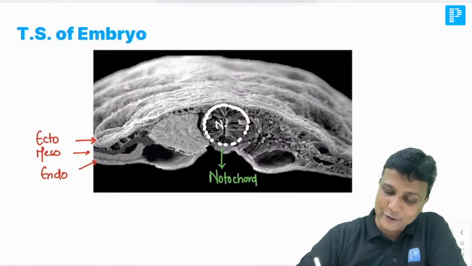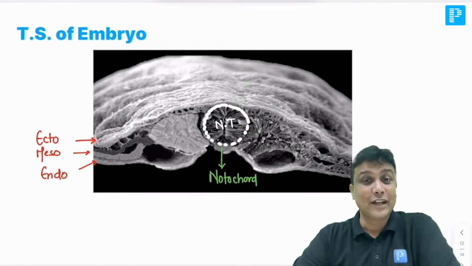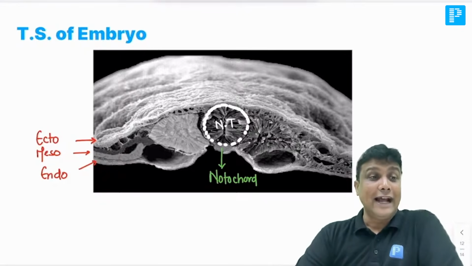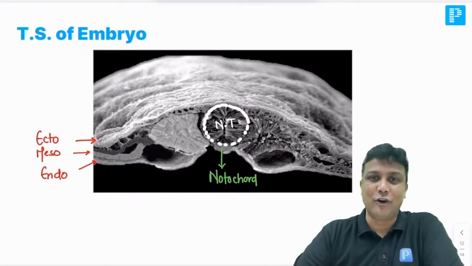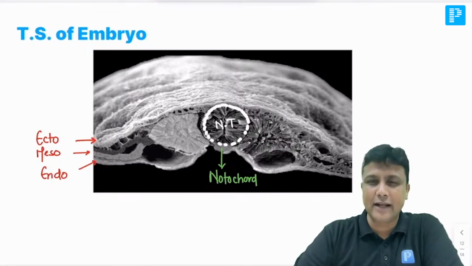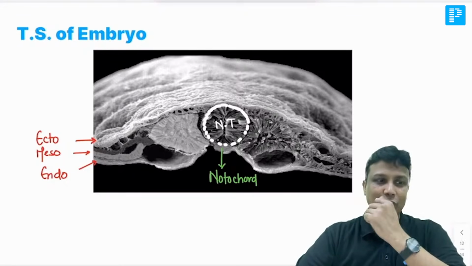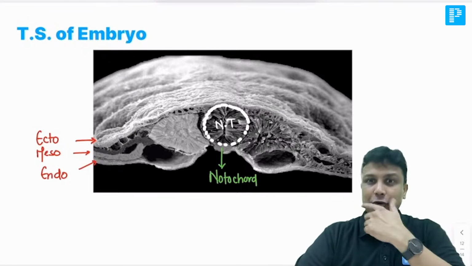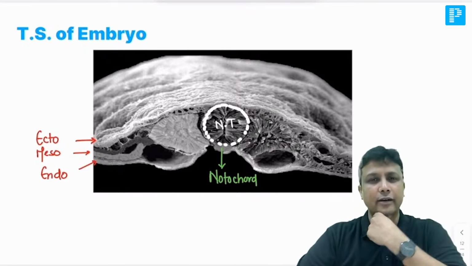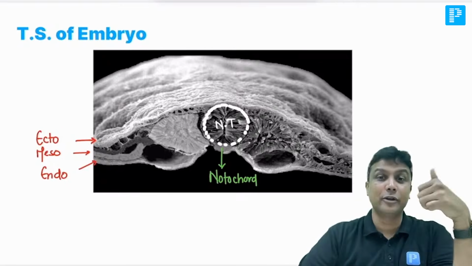Oh my God, this is the neural tube. And that neural tube is the one which is going to form your central nervous system. That is your brain, and the spinal cord will be derived from that neural tube. So the neural tube that you see above the notochord is the one which is going to form your brain and spinal cord.